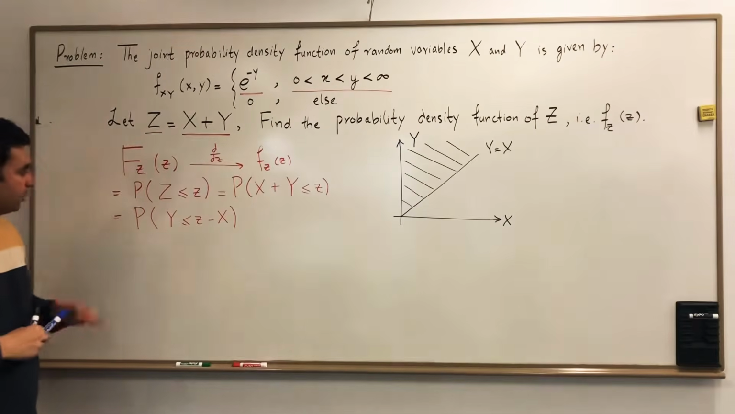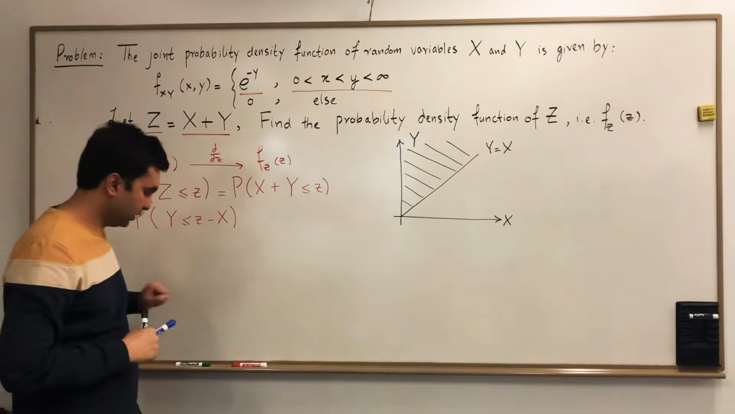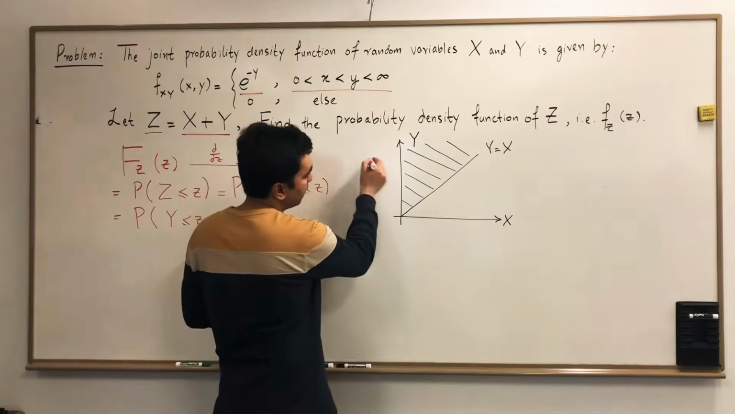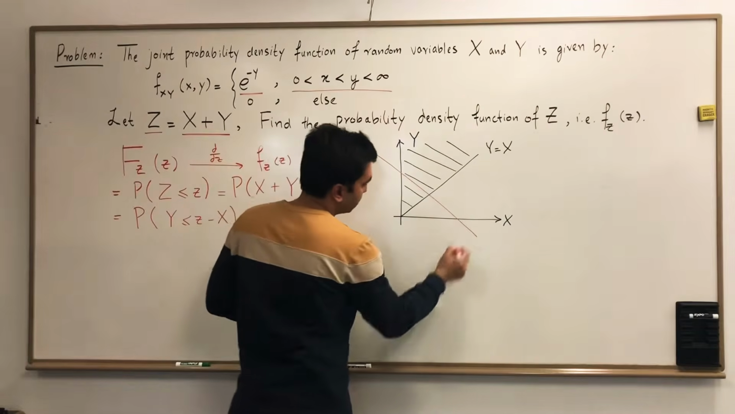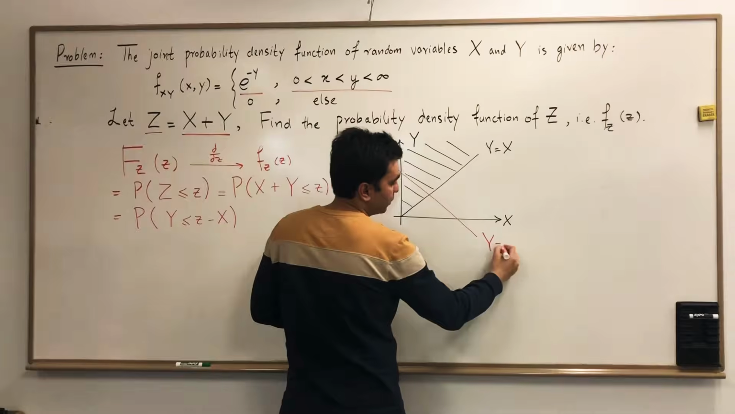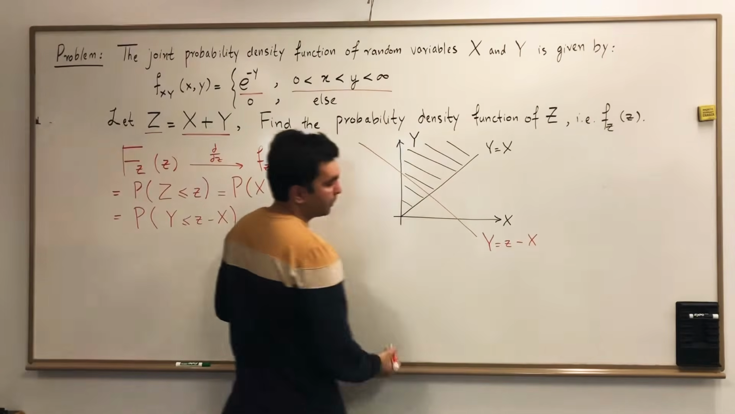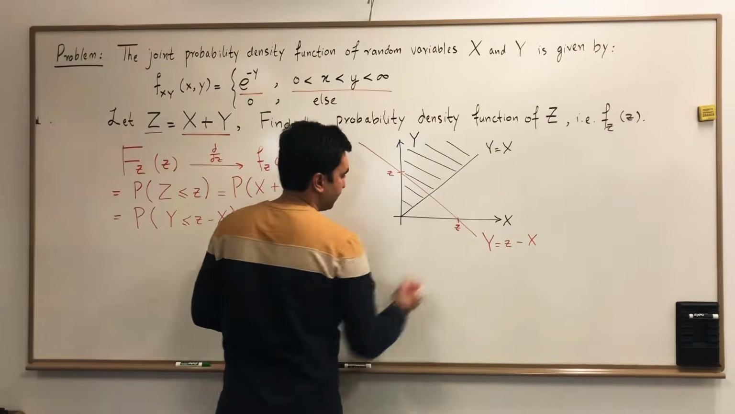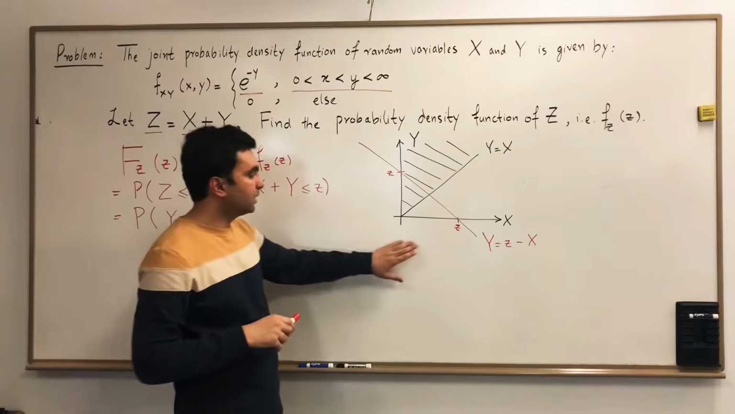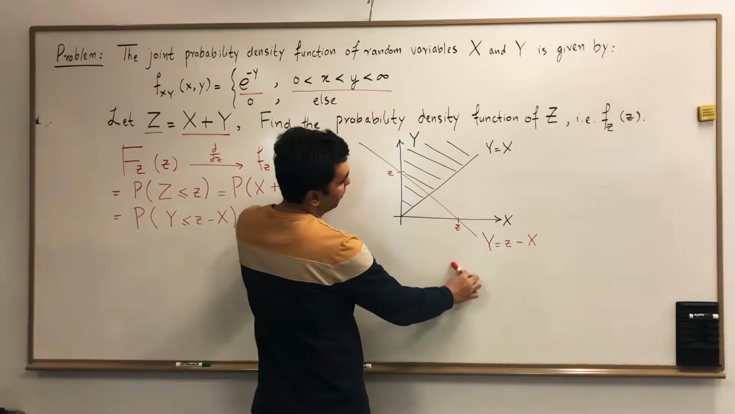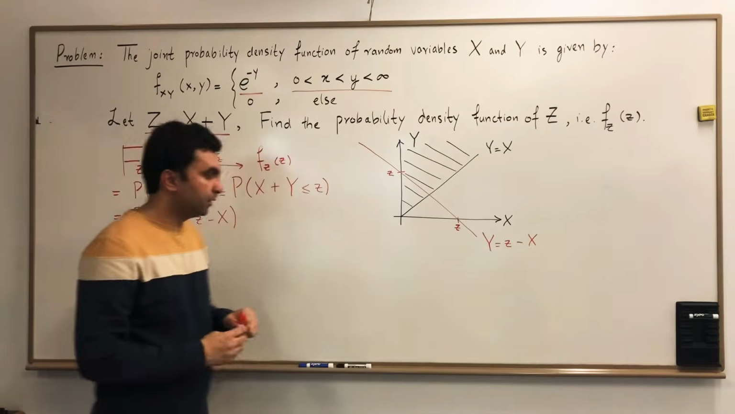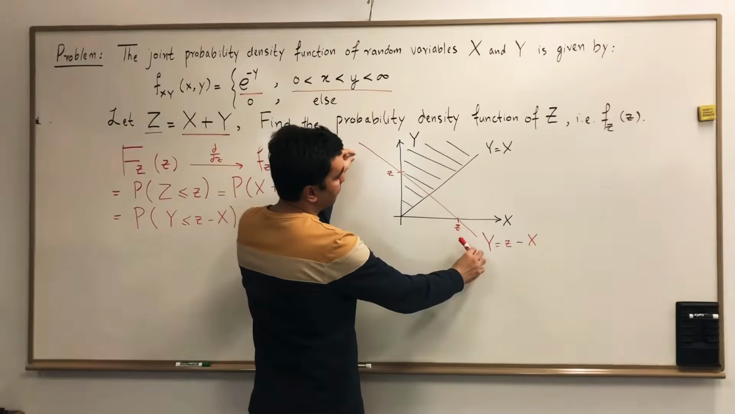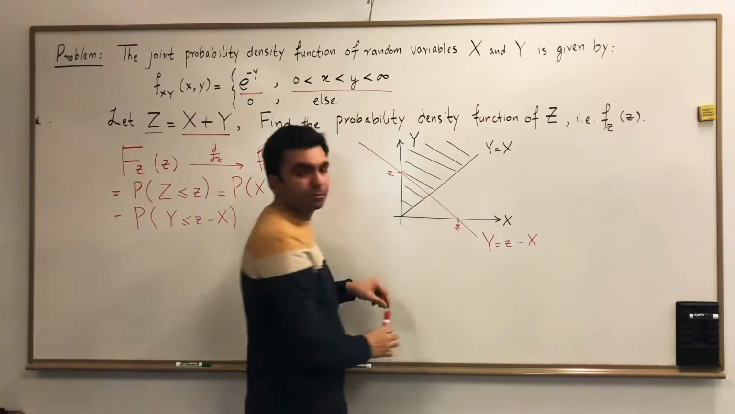So now we need to find the probability that y is smaller than z minus x. So let's draw a line y equals z minus x. So the line looks something like this. This is the line y equals z minus x for some arbitrary value z, and the intercepts here are z. And remember, this z is arbitrary, so you can move this line downwards or upwards depending on the value of z. But we notice that z has to be positive for this line to have some intersection with this region.